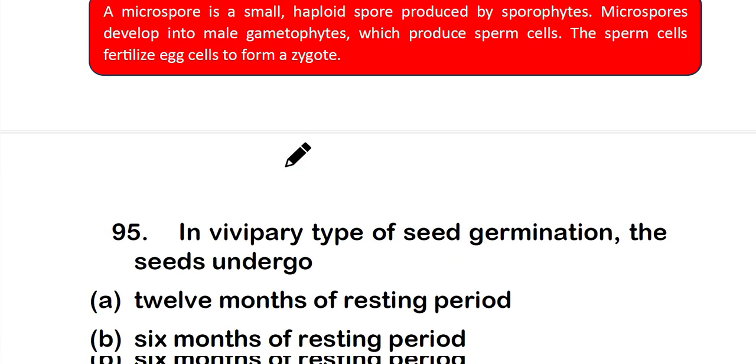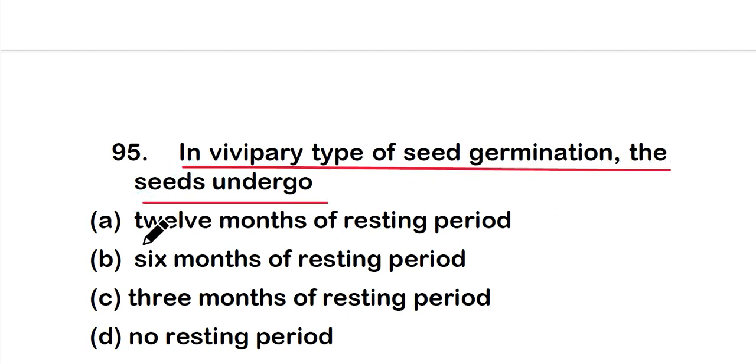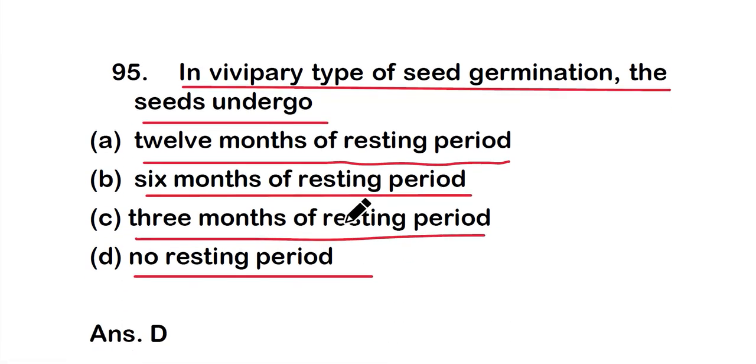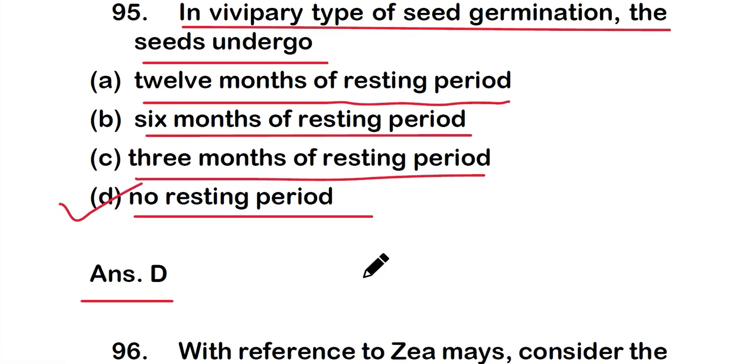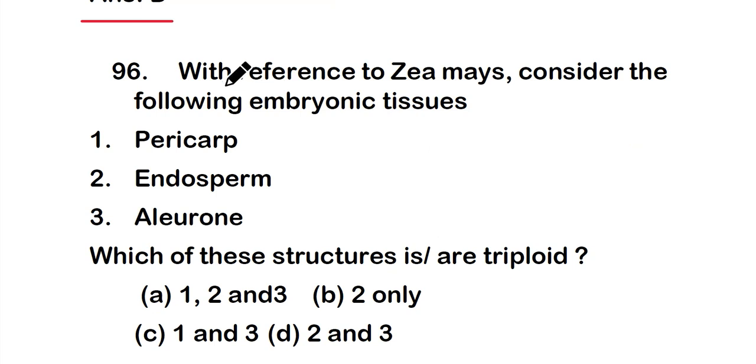Okay. Next question is question number 95, that is in vivipary type of seed germination the seeds undergo option A, 12 months of resting period, option B, 6 months of resting period, option C, 3 months of resting period, or option D, no resting period. And the right answer is option D, that is no resting period.